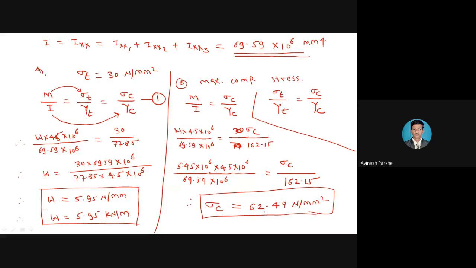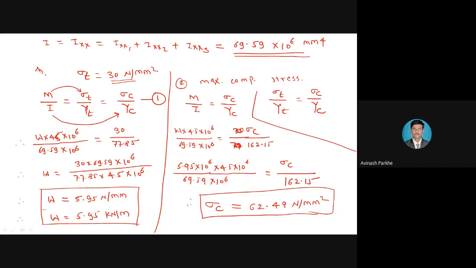Now this sigma C is called the maximum bending stress, because if we compare sigma C with sigma T, the value is 30 Newton per mm square and sigma C value is 62.49 Newton per mm square. This is maximum as compared to sigma T. Therefore, maximum bending stress is equal to sigma C is equal to 62.49 Newton per mm square. This we have calculated by using the formula M upon I is equal to sigma C upon YC.